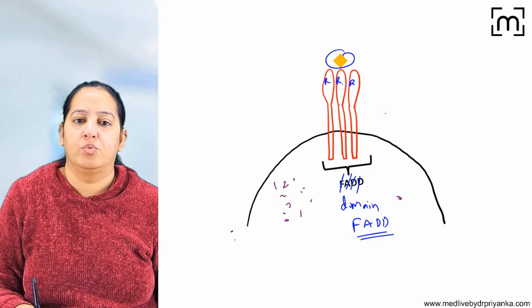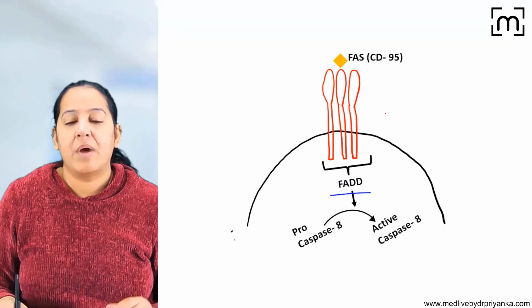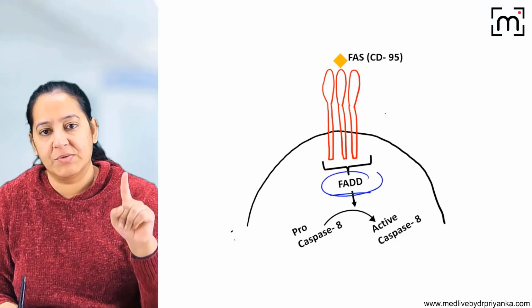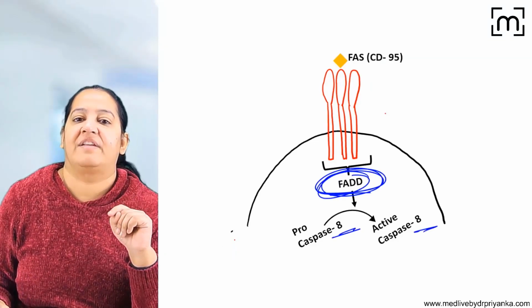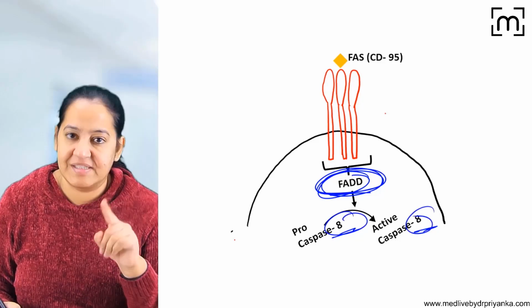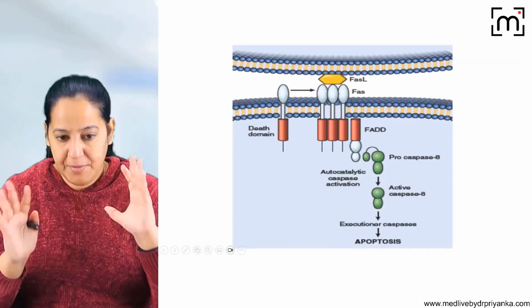Now in the cytoplasm, you can see multiple caspases are present. Caspase 1, 2, 3, 4, 5, they all are inactive. So as soon as FADD is formed, out of multiple caspases, caspase 8 gets activated. So the first caspase which gets activated is caspase 8. The story is over.